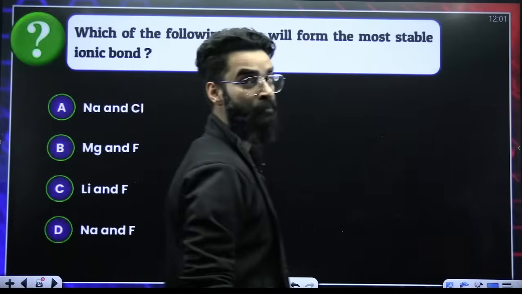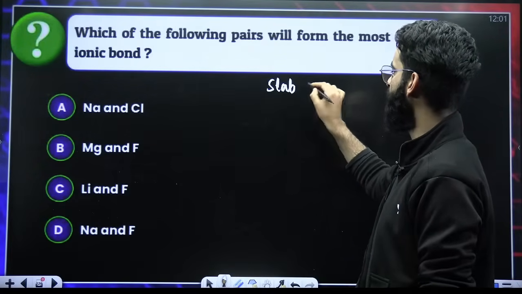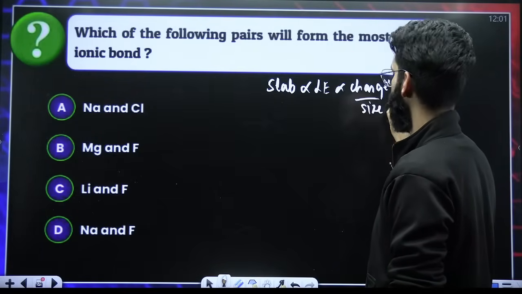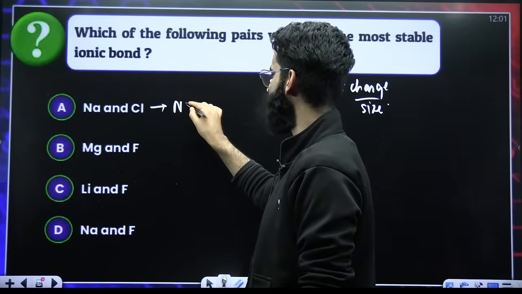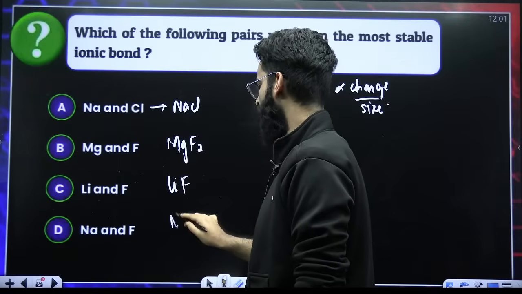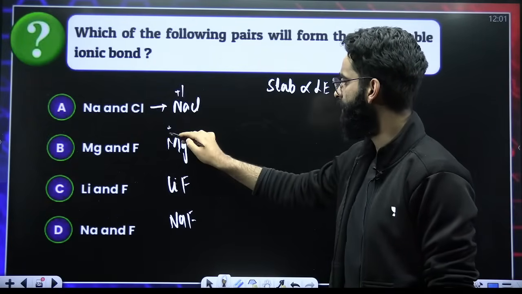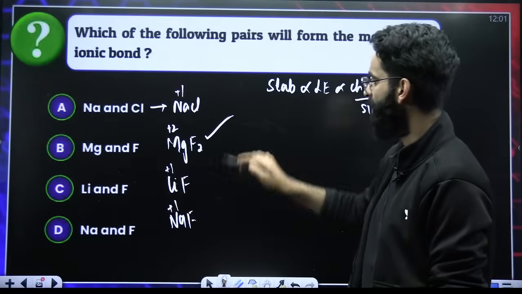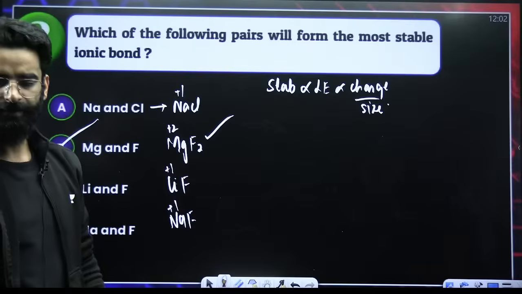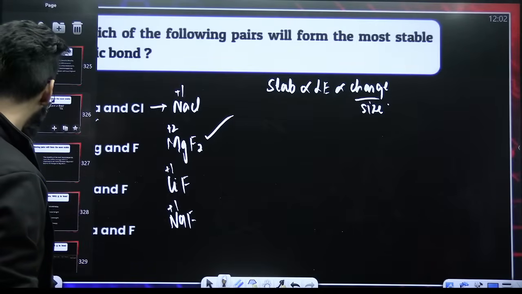Which of the following pairs will form the most stable ionic compound? Stability of an ionic compound depends on lattice energy, and lattice energy depends on charge and size. If Na and Cl mix, it forms NaCl. This forms MgF2. This forms LiF. This forms NaF. Now, which one has got maximum lattice energy? Look at the charge: +1, +2, +1, +1. This has got maximum lattice energy, and maximum lattice energy means maximum stability. So MgF2. I believe I'm clear.